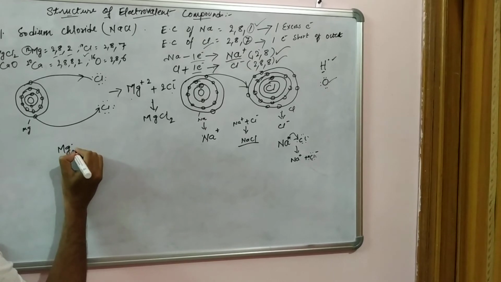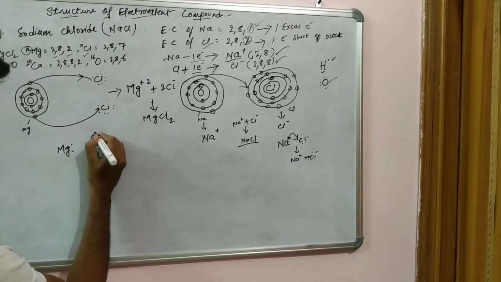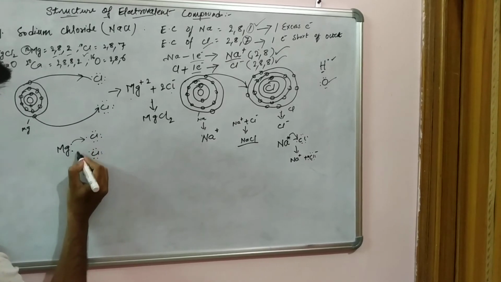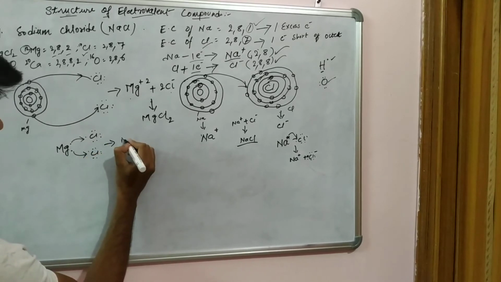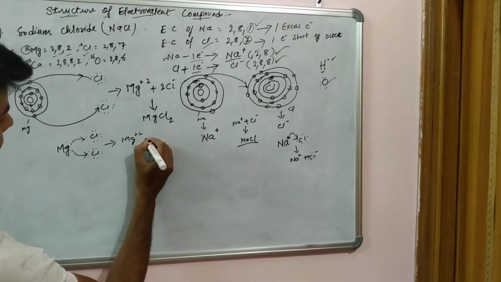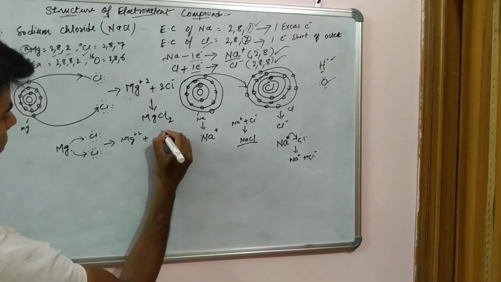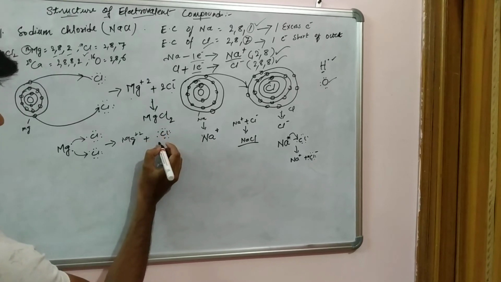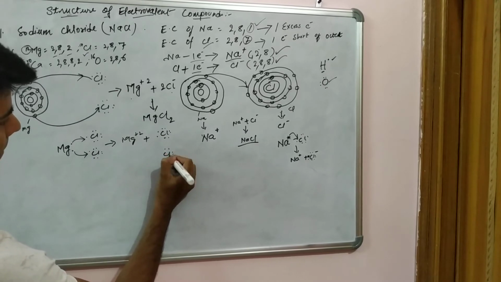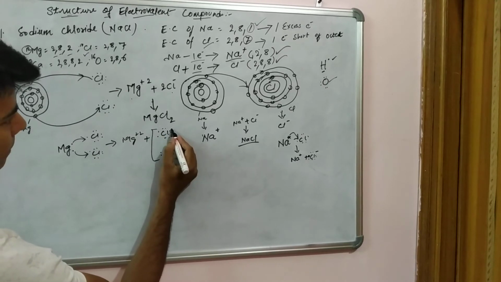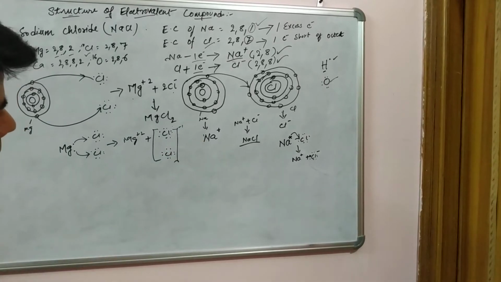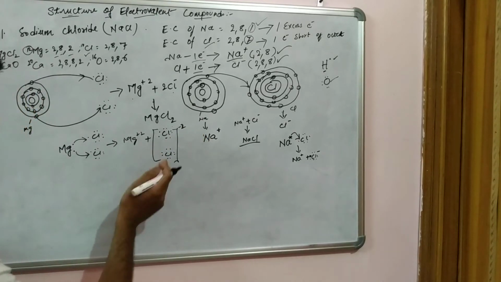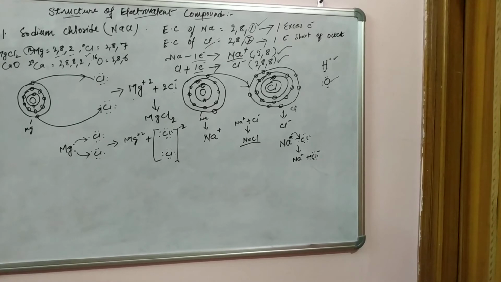magnesium, 2 electrons, chlorine, 1, 2, 3, 4, 5, 6, 7, 2, 3, 4, 5, 6, 7. We have 1 electron to this, 1 electron to this. Right? This minus charge, right? These are 2, minus 1, minus 2, minus 2. It will form. This is how magnesium chloride is formed.